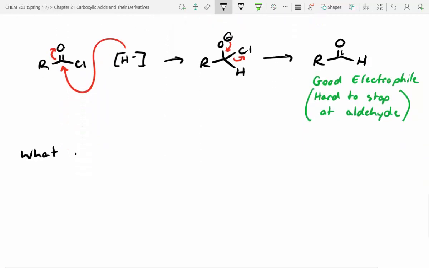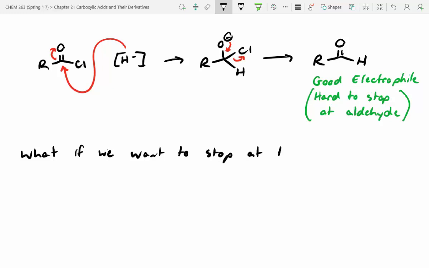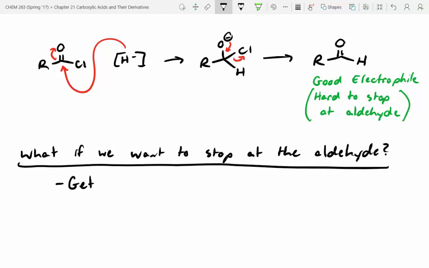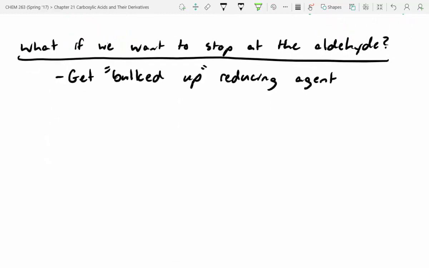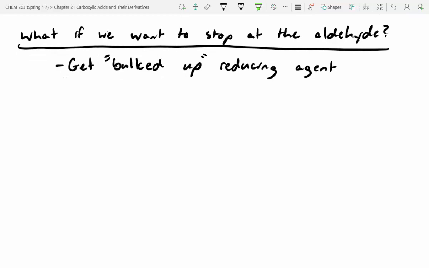So let's make a note. What if we want to stop at the aldehyde? You got to get bulked up. Okay, so the bulked up reducing agent that was ultimately settled on as being the best is this guy. Give me a second to draw it.